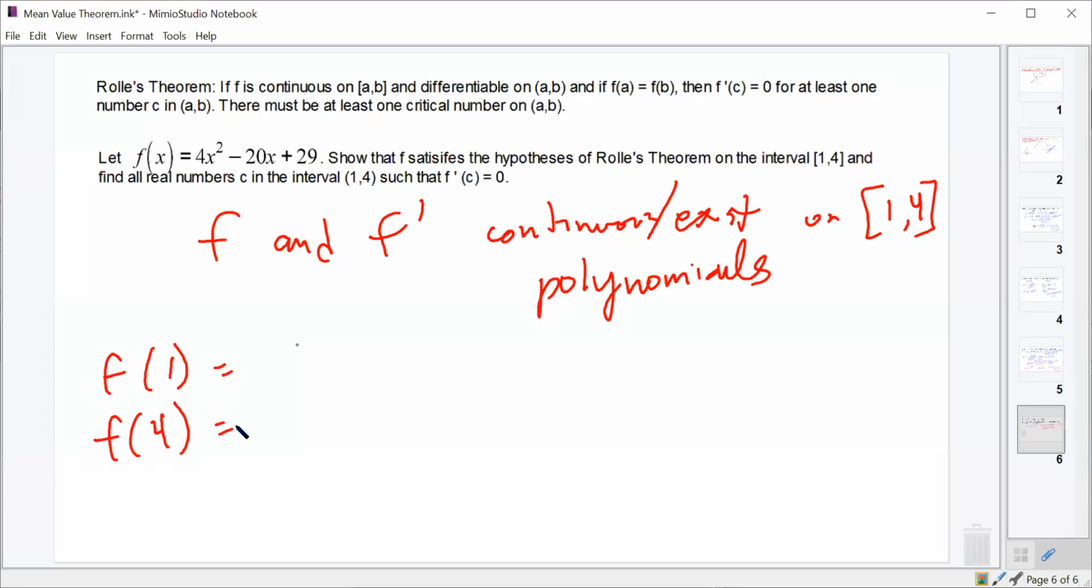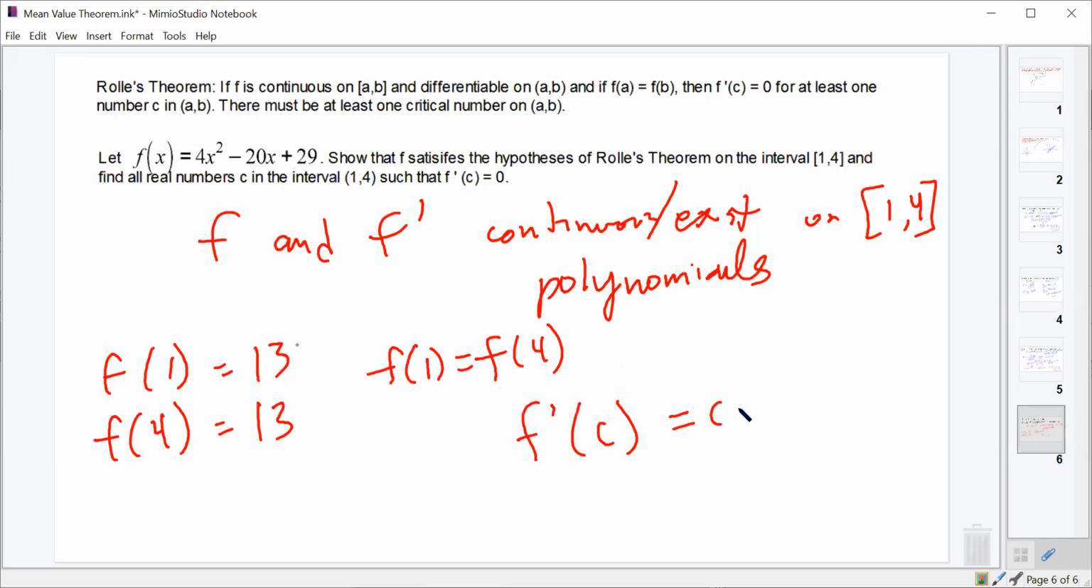So what's f of 1? Should be 4 minus 20 plus 29, which is 13. And f of 4 ought to be 64 minus 80 plus 29, which is also 13. So since f of a equals f of b, that means there's a place where the derivative, or f prime of c, has to equal 0 on the interval from 1 to 4. And so f prime of c is 8c minus 20. So we know that must equal 0 on that interval, and that would occur at c equals 5 halves. It would appear 20 over 8, right? It's 5 halves.